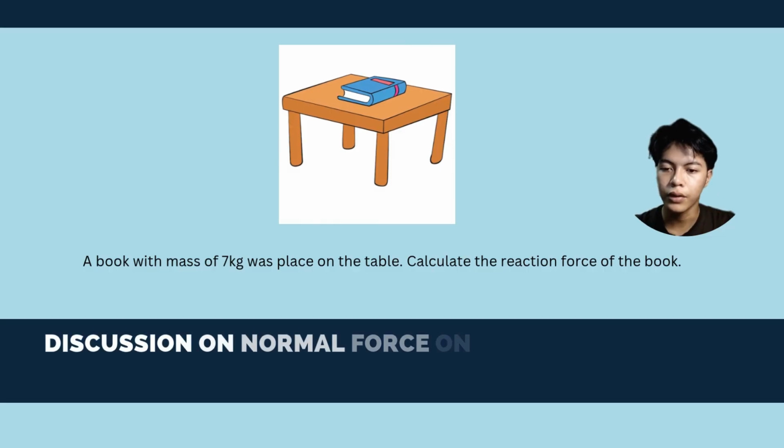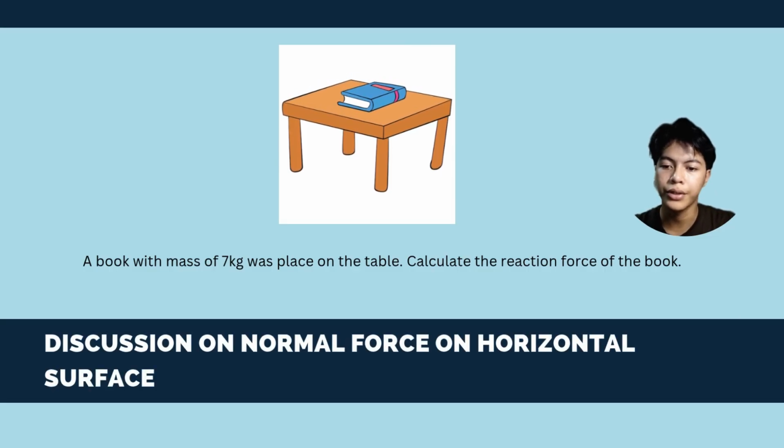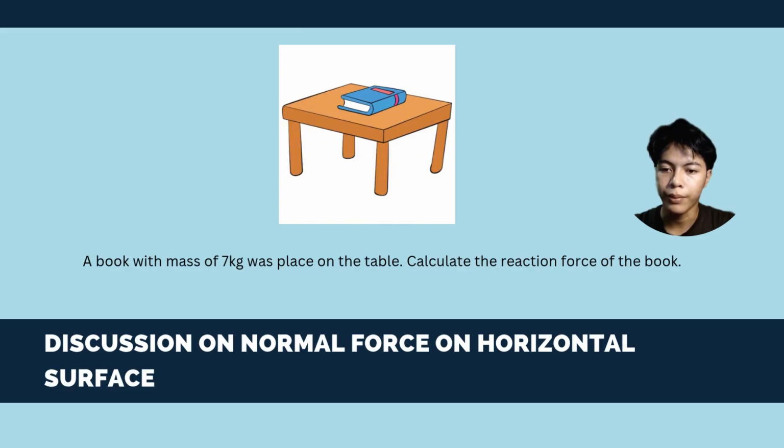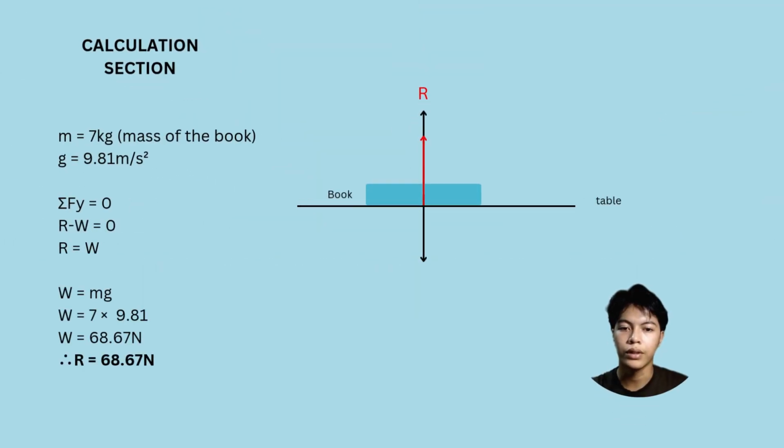So now let's move on to the discussion of normal force on a horizontal surface. A book with a mass of 7 kg was placed on a table. Calculate the reaction force on the book. First, we calculate the weight using W equals mg. W equals 7 times 9.81 equals 68.67 newtons. Next, we apply Newton's second law in the vertical direction. Sum of Fy equals 0, R minus W equals 0, and R equals W. So the normal or reaction force is 68.67 newtons.